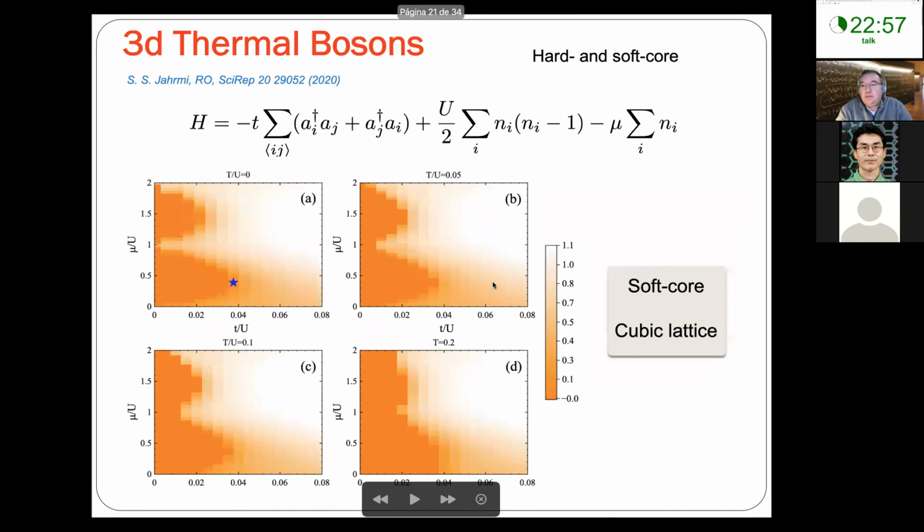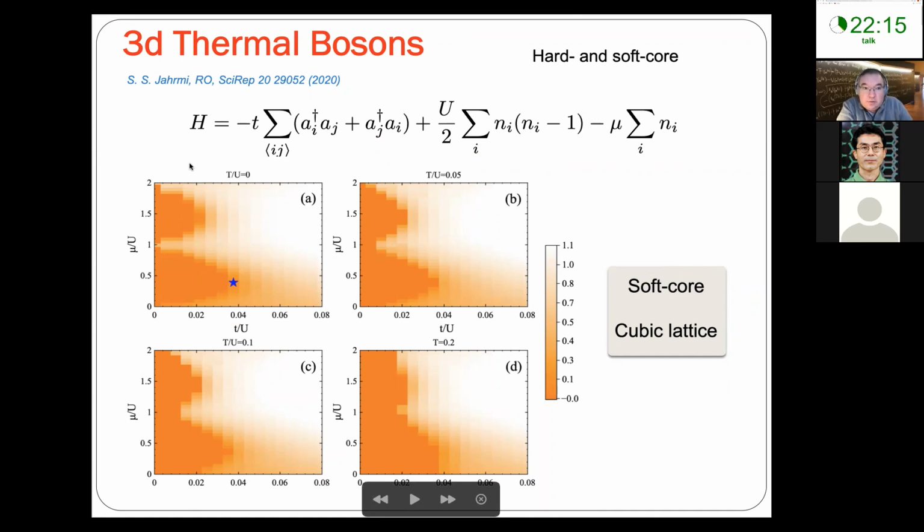Okay, so that's the algorithm that we used. We applied it to simulate a thermal system of 3D bosons. And here you have an example of some of our calculations for the soft core Bose-Hubbard model on the cubic lattice. Here the Hamiltonian is the standard one for bosons that you already know. There is a hopping term, and then there is a density-density interaction, and then there is a chemical potential term. Now I have to say that we did simulations for hardcore bosons and also for softcore bosons. Here you have an example for softcore bosons for the cubic lattice in 3D.